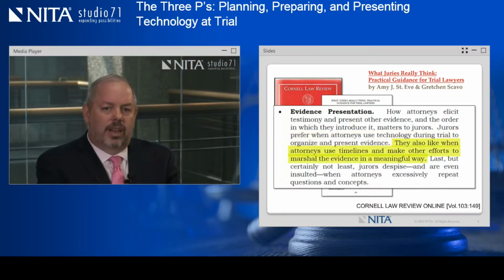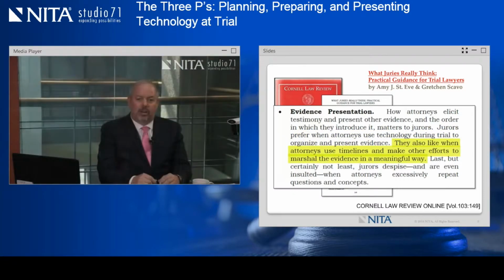The study also stated that jurors also like when attorneys use timelines and make other efforts to marshal the evidence in a meaningful way. I think what they're saying here is they want you to use graphics to help organize and explain exhibits and have a plan when it comes to your presentation strategy. According to the study, many jurors are accustomed to learning through technology, and technologically enhanced presentations present an ideal way for them to learn about your case.